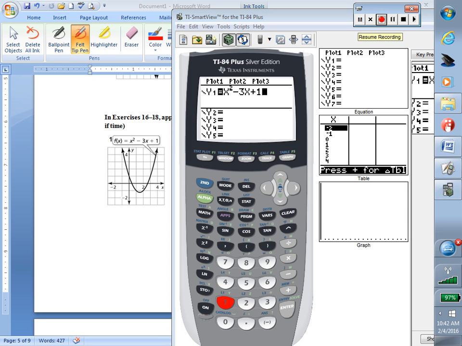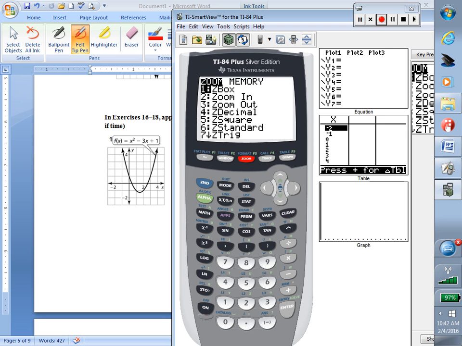Now that we have our equation entered in, we have to make sure we're going to be able to actually see the equation. I know, again, a lot of my classes have been using these. So let's get a nice window to start with. Press the zoom key, top middle button right underneath the screen, and let's just go with number 6.